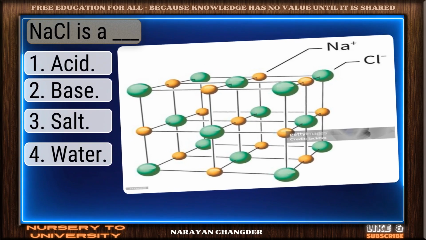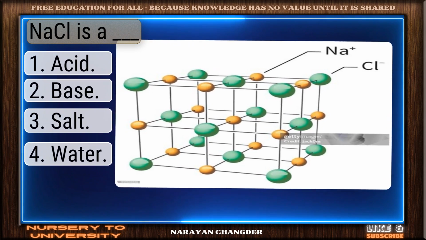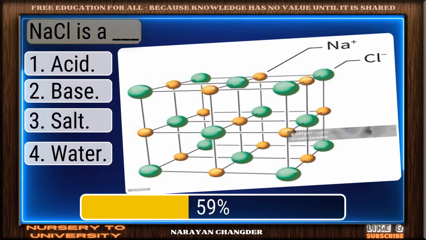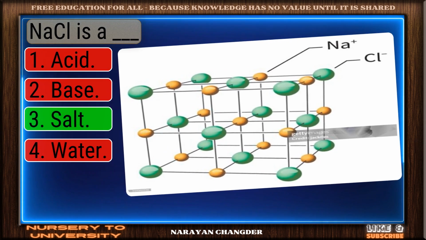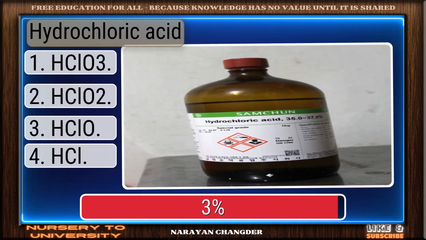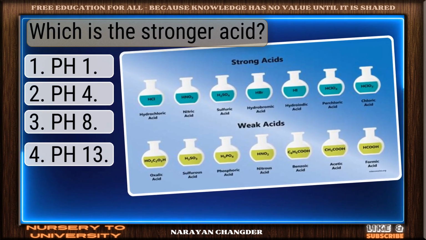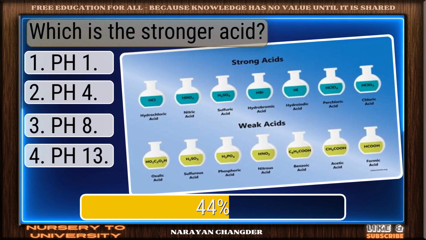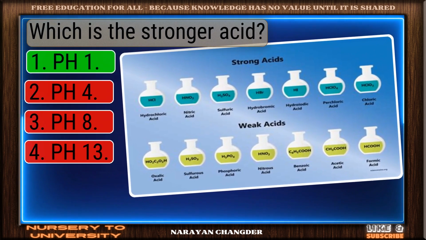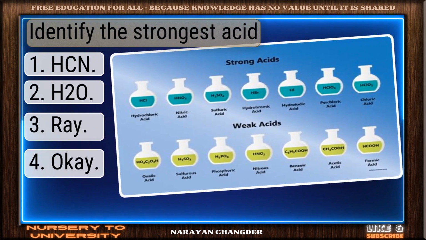Can you solve all these acid-base titration questions? NaCl is a dash. Excellent reasoning. Salt. Hydrochloric acid. Nicely done. Which is the stronger acid? Outstanding effort, HF. Identify the strongest acid.